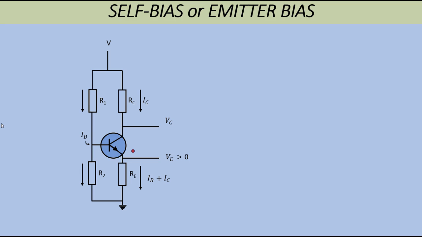I hope this has helped a little bit, and in the next part 4 we'll look at some calculations on how we calculate the resistor values when we want to set up an emitter bias arrangement for our transistor circuit.